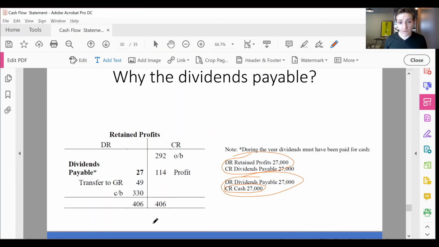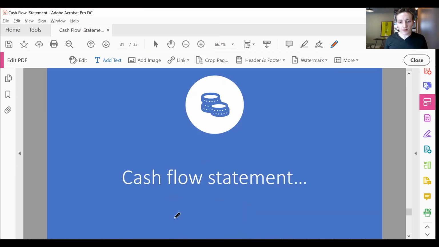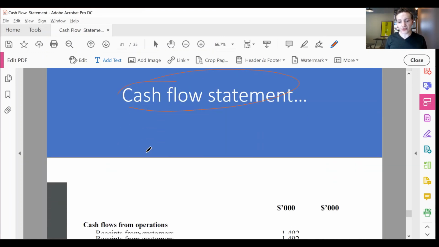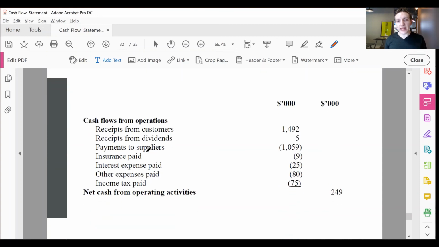Okay, so far we have all of our relevant T accounts. Let's go through and construct our cash flow statements. So let's start off with the cash flow from operations. I won't belabor precisely where these numbers are coming from because we have already covered them, but I will discuss briefly which T accounts these are related to. So we have receipts from customers, which is effectively coming from our accounts payable. We have receipts of dividends.